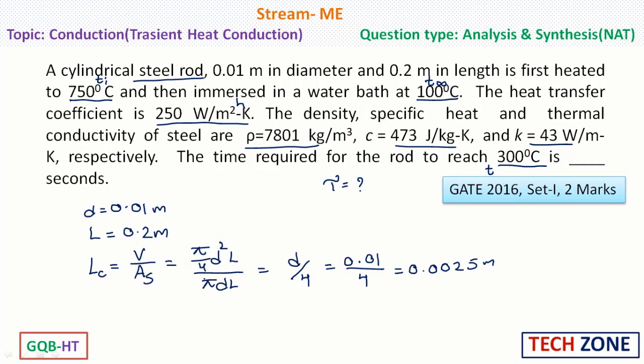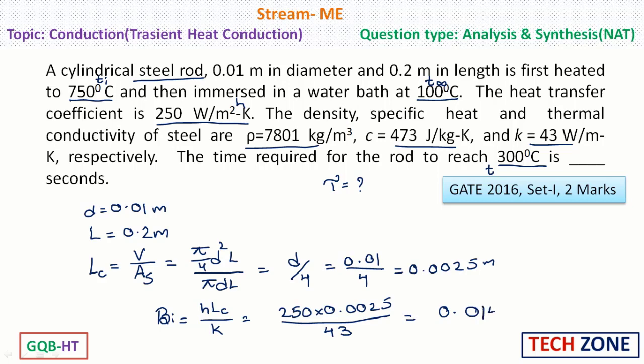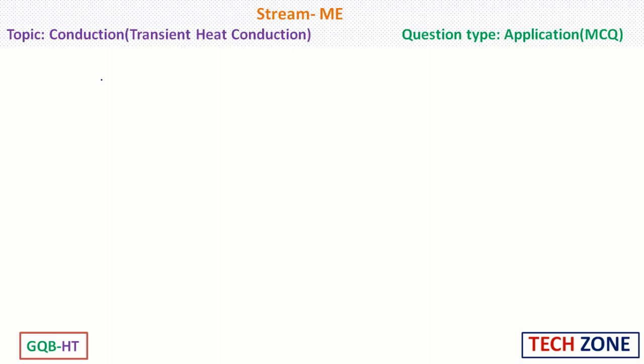In order to solve this, first of all we need to calculate the Biot number by using h LC by k. The h value is given as 250, into LC 0.0025, divided by 43, the thermal conductivity. From this we will get 0.01453 as the Biot number, and this Biot number value is less than 0.1. So we can apply lumped system analysis, and we need to determine time tau.